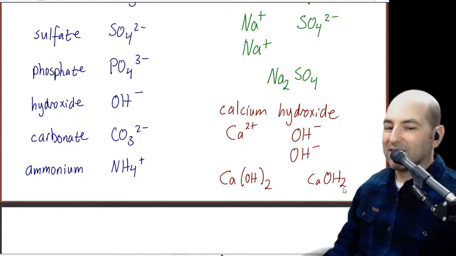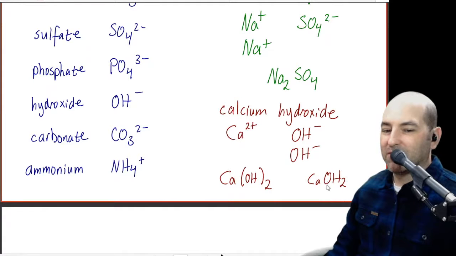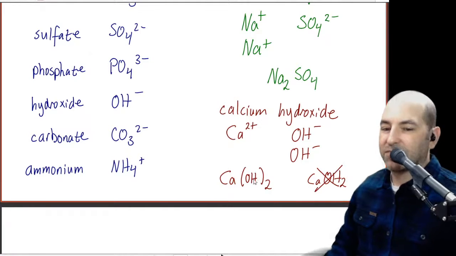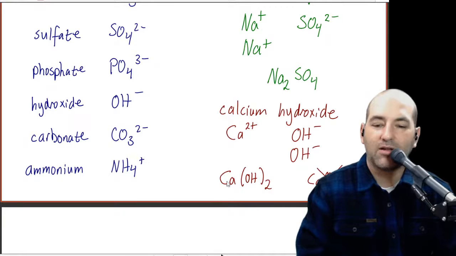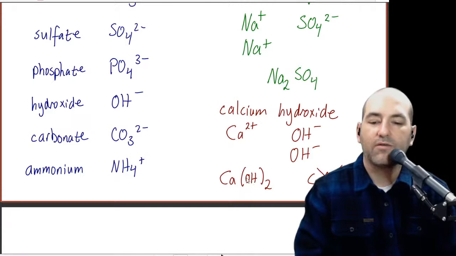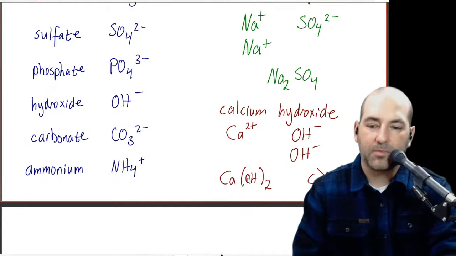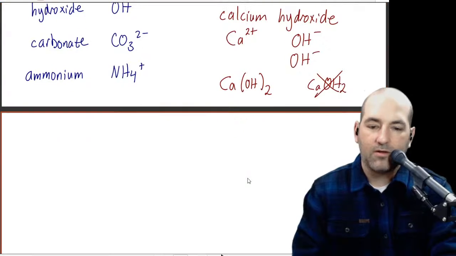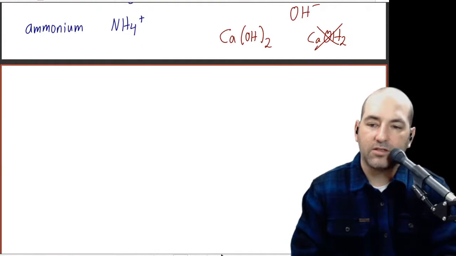If we wrote it like that, it looks like there's 2 hydrogens, but only 1 oxygen. So we can't do that. So I'll cover that back up. We want to do it like this so that we know there are 2 of the whole hydroxides. This works with the other types of ions too.